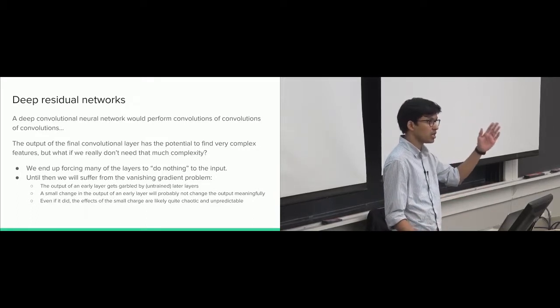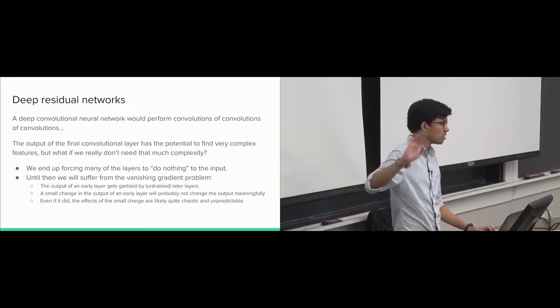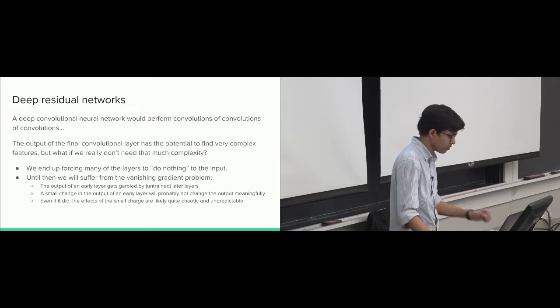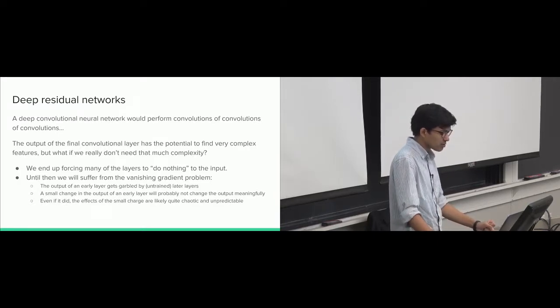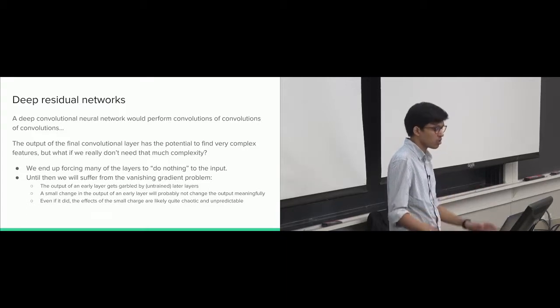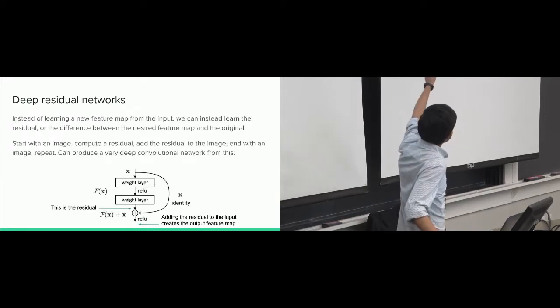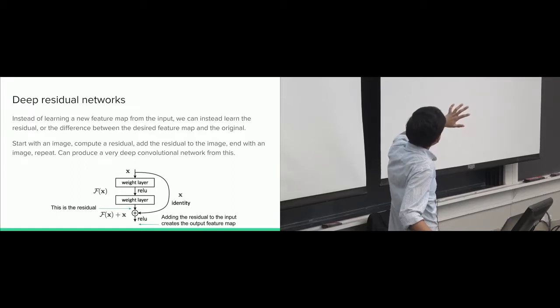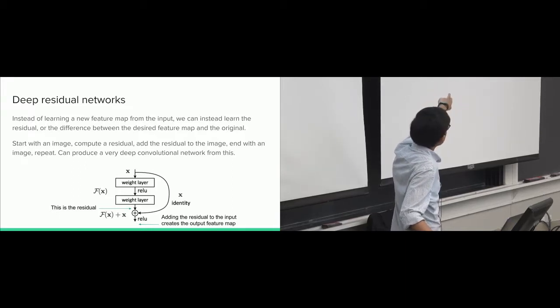If you make any small change in, let's say, the input layer or the first previous layer, the output in the last layers won't change much because of the convolutions and the max pooling, whatever we are using. And even if it did, the effects of small changes are likely quite chaotic and unpredictable. We won't be able to predict what these small changes are doing. So what ResNets do is, after every 2 layers, we connect the input back. Then we have the same thing, and the input is connected back again.